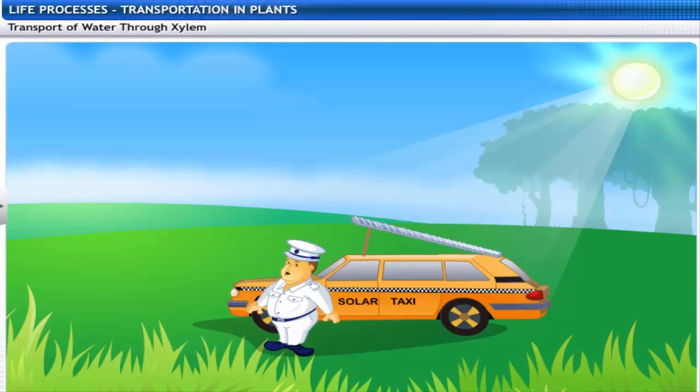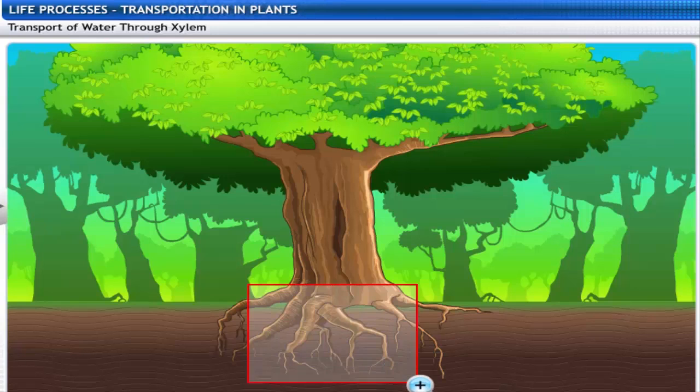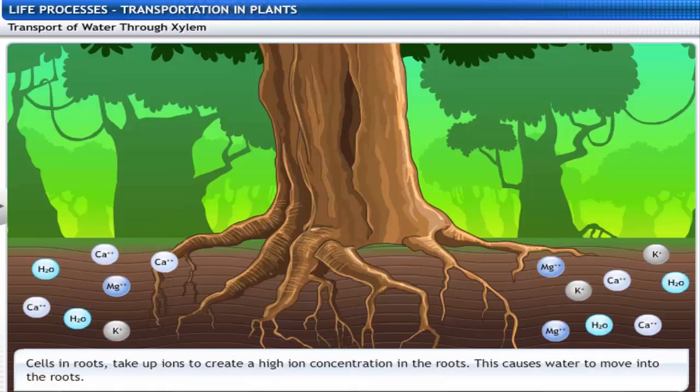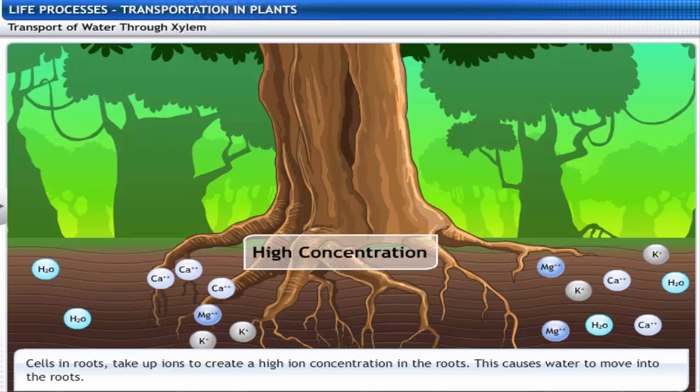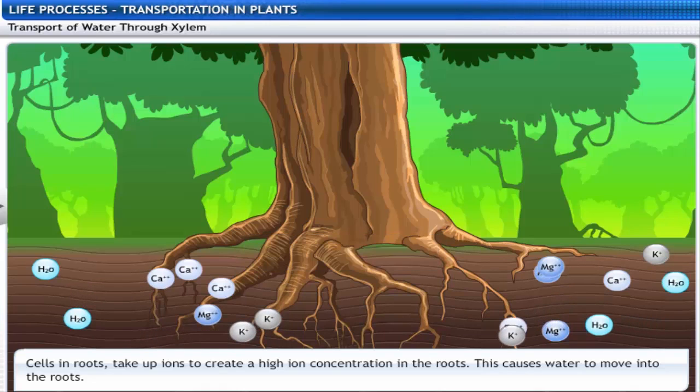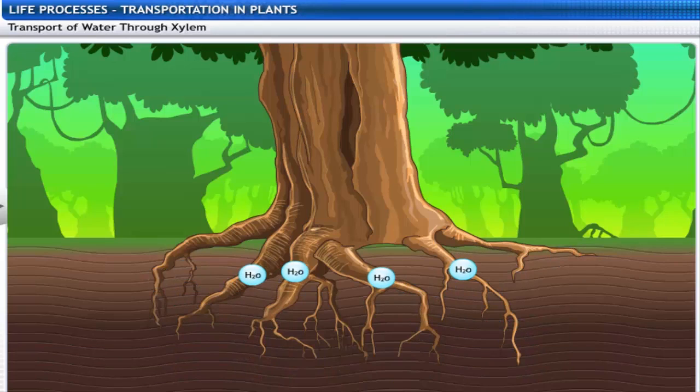As you can see, I take good care of my cab. Everyone needs nourishment. Plants get their nourishment from soil. In the roots, the cells in contact with the soil take up ions. This creates a higher concentration of ions in the roots than in the soil. Therefore, water moves into the roots from the soil to eliminate this ionic difference. This process is known as osmosis.